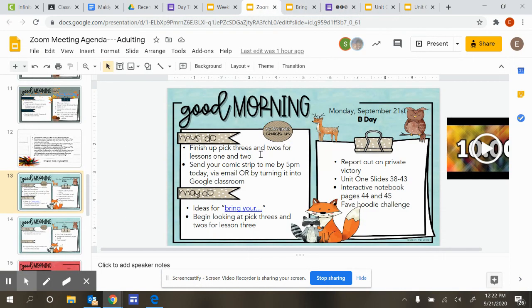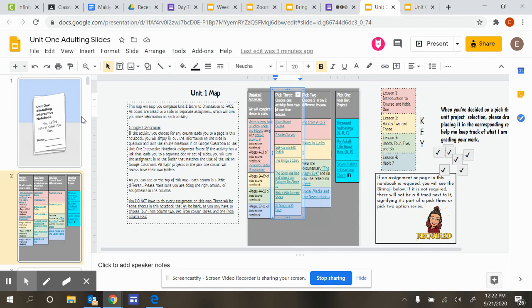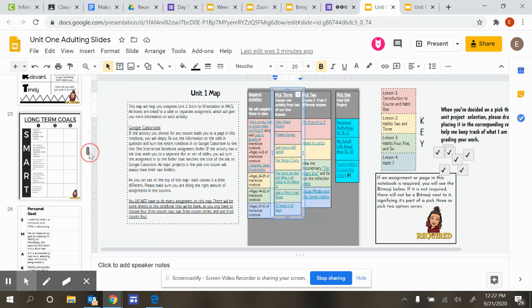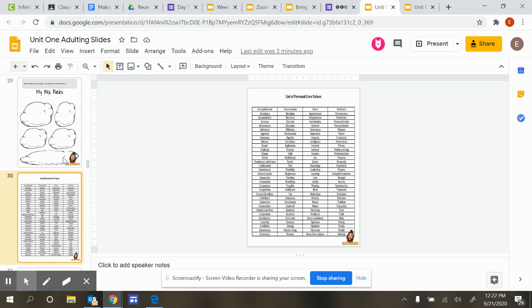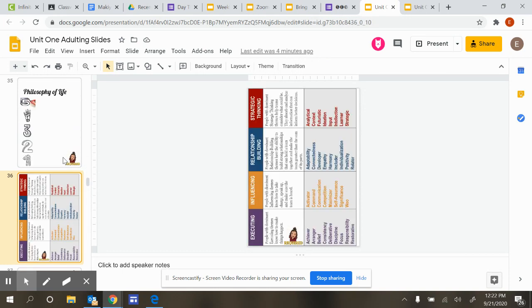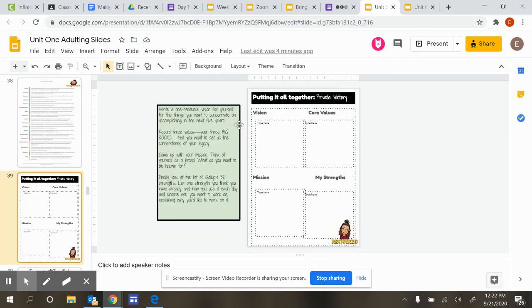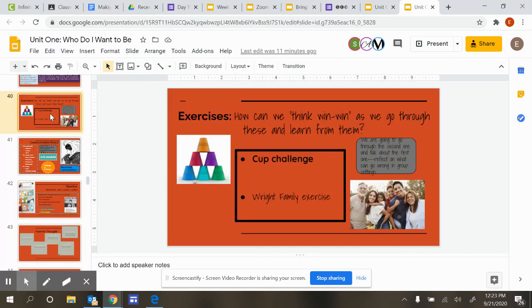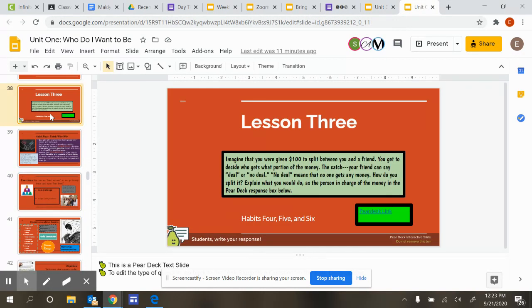Then what we did is we went over the private victory sheet in your interactive notebook. So the sheet that you were supposed to fill out looked like this. So we had people report out on what their vision is, their core values, their mission, and their strengths. So if you don't have this sheet filled out, you can follow the prompts on the left, and then we talked about that today.